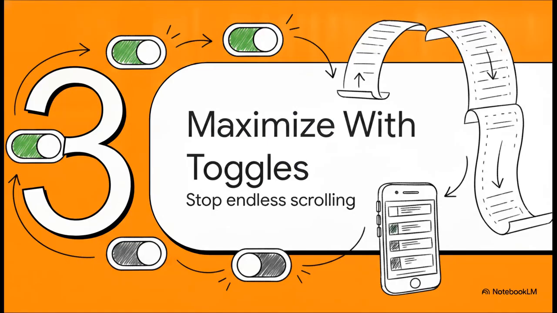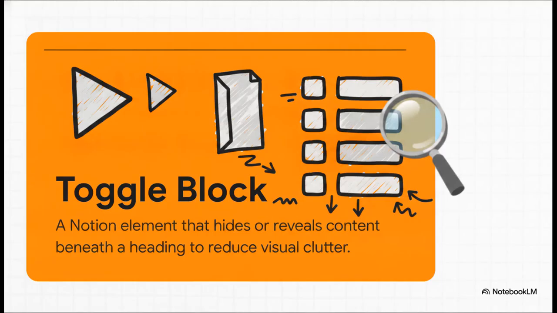All right, Section 3, maximize space with toggles. Stop the endless scrolling. To fix that dreaded scroll fatigue, we're going to rely on a classic tool, the toggle block. Just in case you're new to this, a toggle is that little triangle icon. By utilizing this native element to hide or reveal content beneath a heading, you instantly turn long pages into neat, collapsible folders right there on your page.